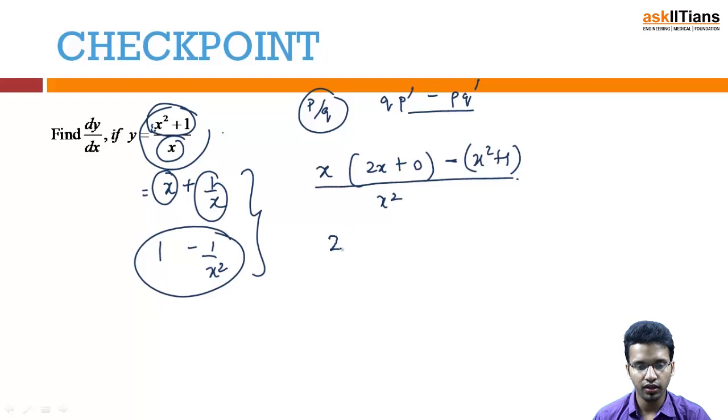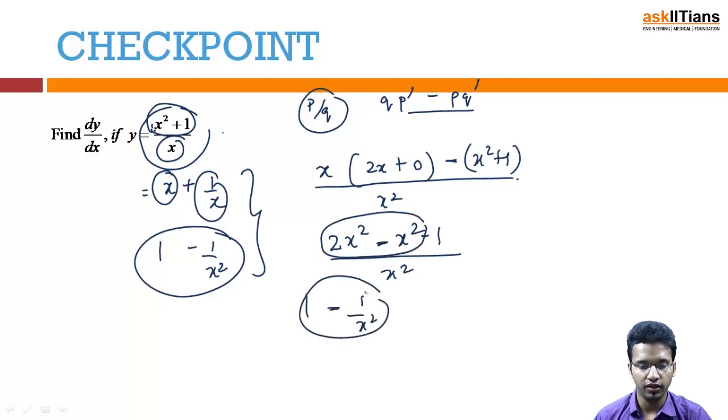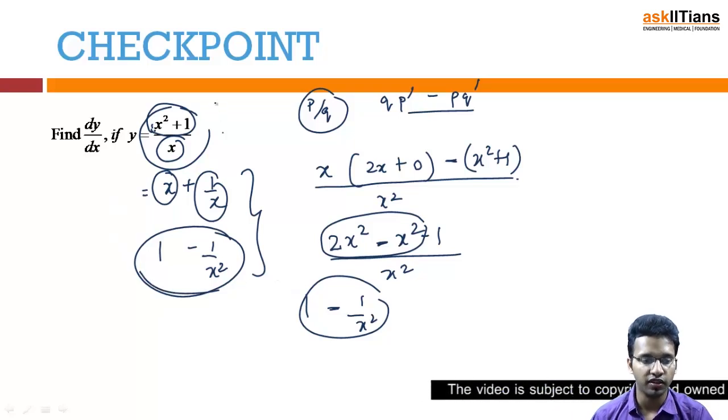So this is again 2x² minus x² minus 1 by x². So this one goes x² by x², 1 minus 1 by x². So no matter which rule we follow, ultimately things are going to end up at the same answer. So this was a very easy thing, the most basic example which I started with.